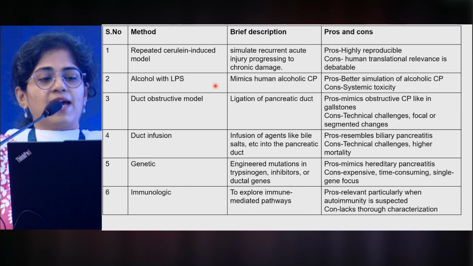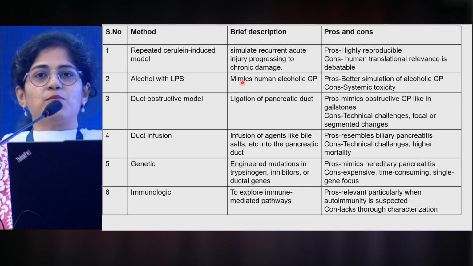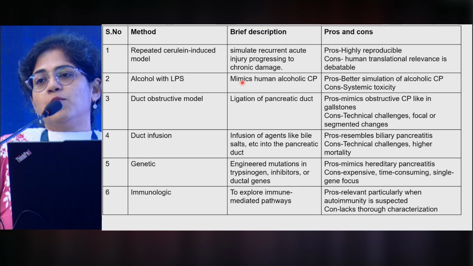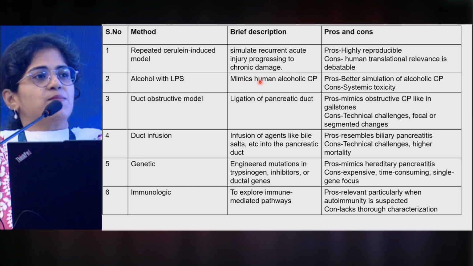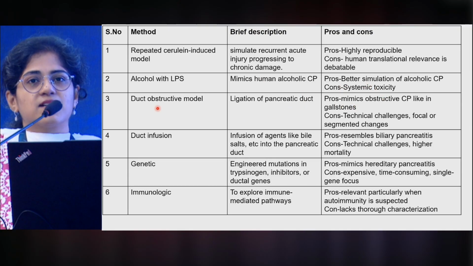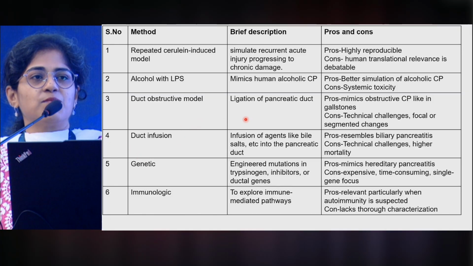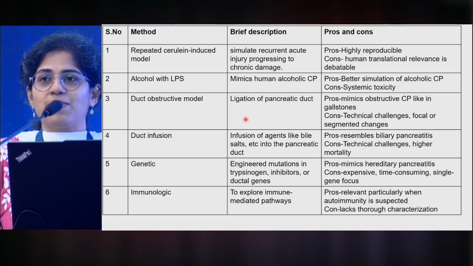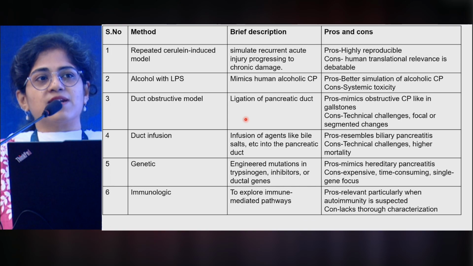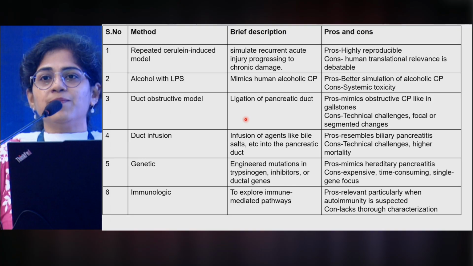The second one is alcohol with LPS. If your objective is to look at the alcoholic type of chronic pancreatitis, this is a good model to use, as it mimics the human alcohol induced chronic pancreatitis. However, some studies have reported that this leads to systemic toxicity. The next is the duct obstructive model. The duct obstructive and duct infusion models can be used to study the biliary type of chronic pancreatitis, that is gallstone induced chronic pancreatitis. Both are invasive procedures and hence there are definitely technical challenges associated with them, and in some cases the mortality could be higher.